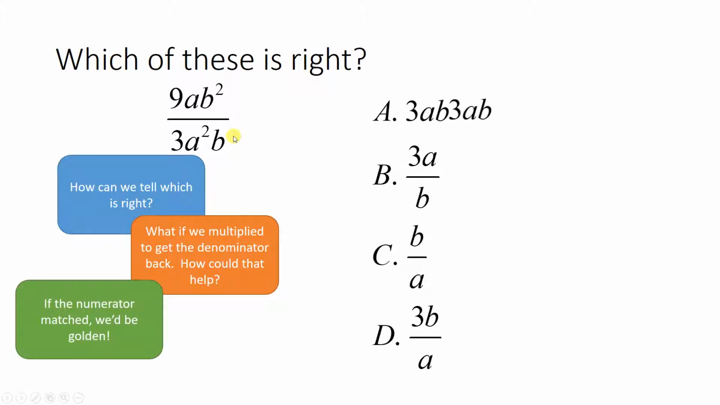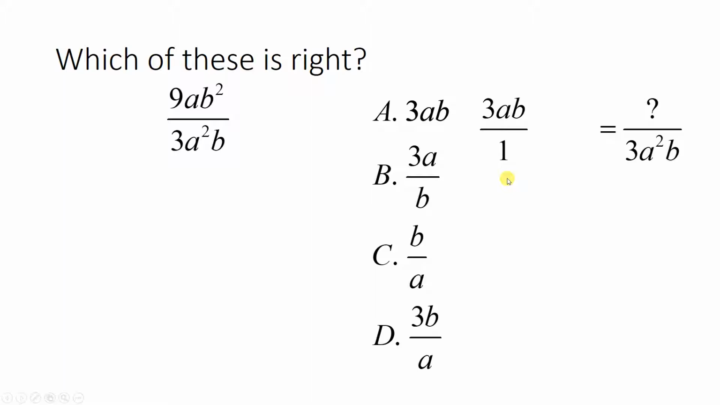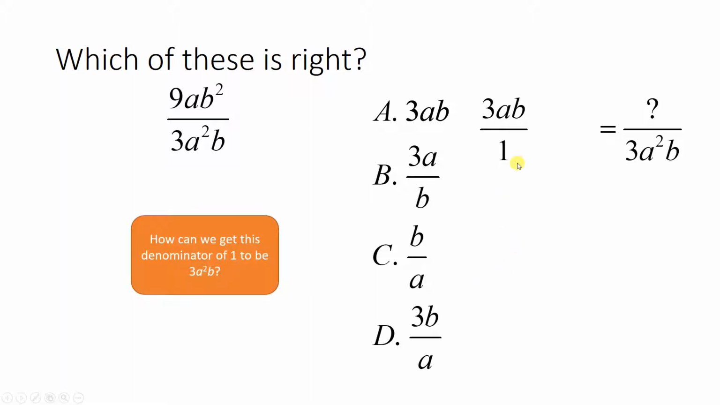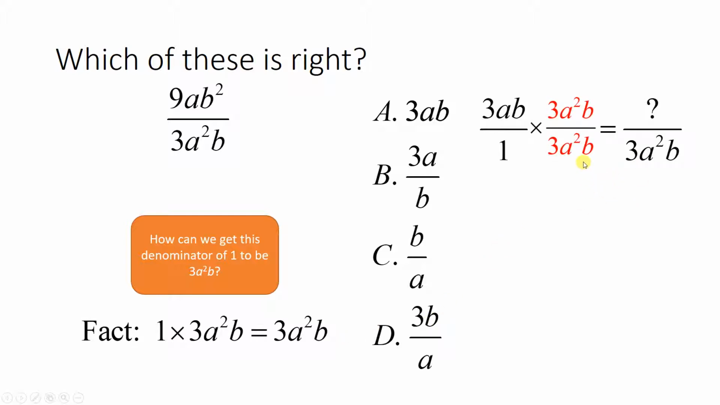So let's go ahead and take a look at the first one right here, 3ab. Now, in order to change 3ab back into 3a squared b squared, you'd have to put it underneath 1, and we have to multiply by something, right? We have to multiply 1 by something to get this. Now, of course, we're going to multiply by 3a squared b, like this, right? And what you do to the bottom, you have to do the top because this equals 1, right?